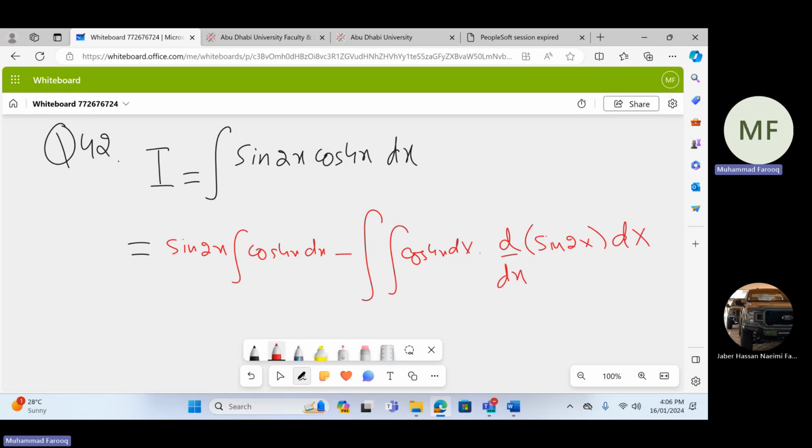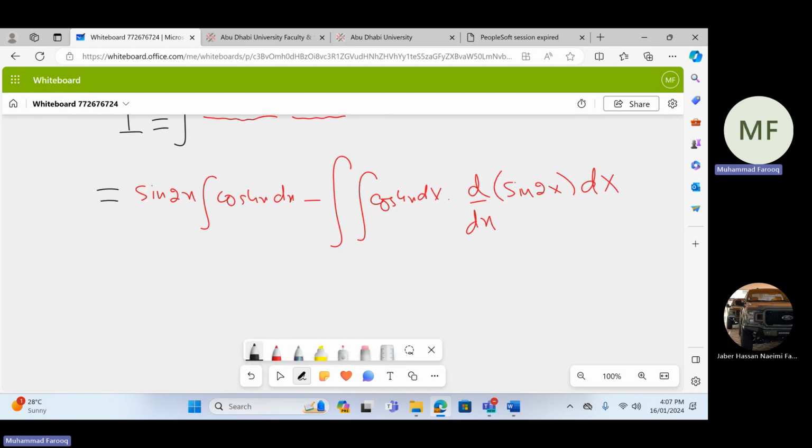What I did, I took this one as first, this one as second, and put it in the rule. Now please evaluate the differentiation and integration. I already told you a shortcut. Whenever during integration a trigonometric function has a number, divide its answer by the number. Very good. Sine 4x. What is the cosine integration? Positive sine. So sine 4x, and divide by 4. Please use shortcuts so that you can save time.